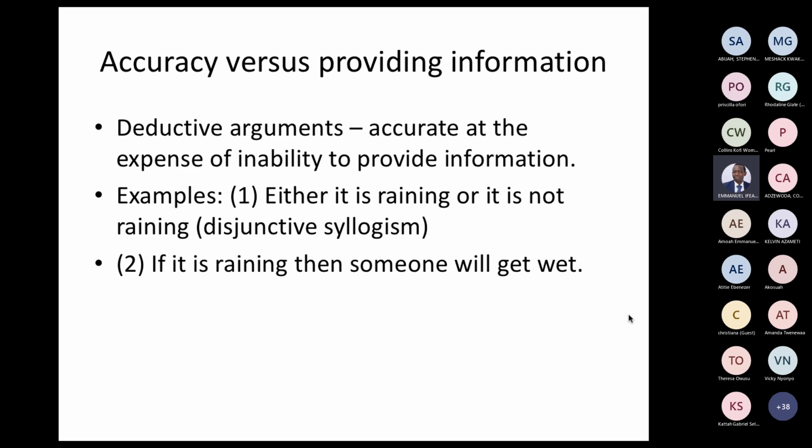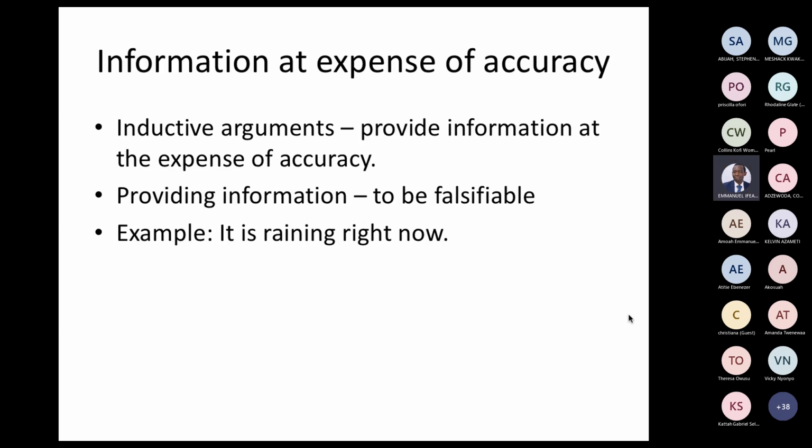So that's what we mean by accuracy at the expense of providing information. Now let's look at the advantage and disadvantage of inductive arguments. Inductive arguments, on the other hand, provide information at the expense of accuracy.